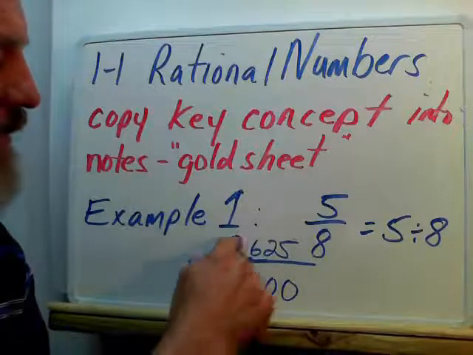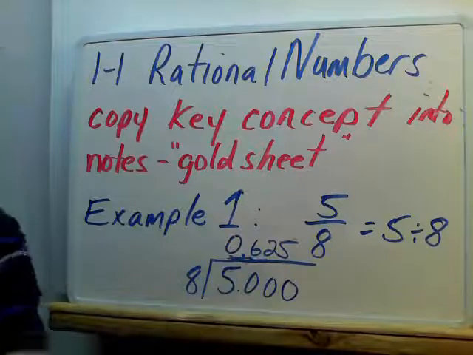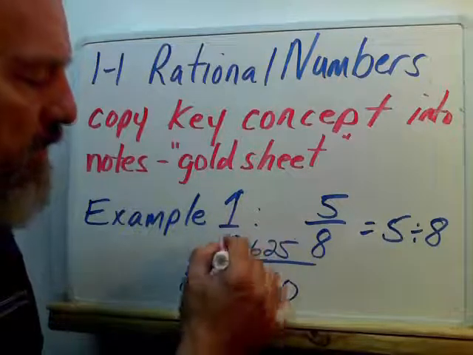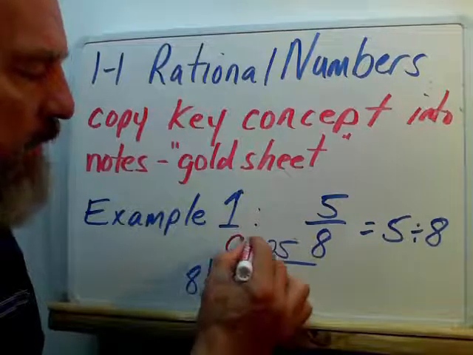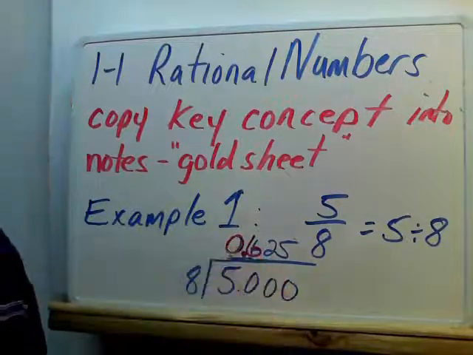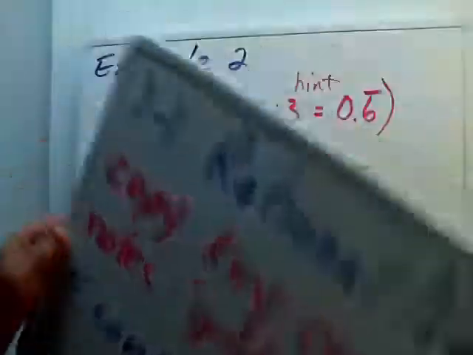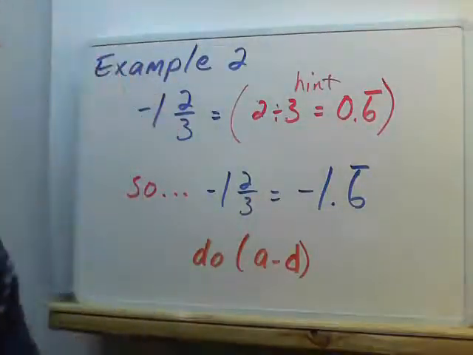5 divided by 8, and you should get 0.625. I do want you to get used to writing these like this, with the 0 out front: 0.625. It draws attention to the decimal point. So that's example 1.